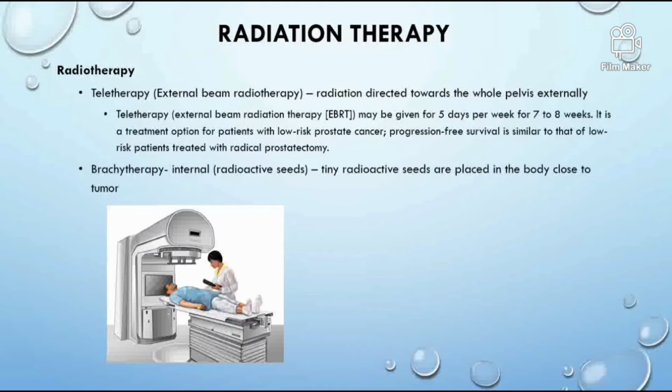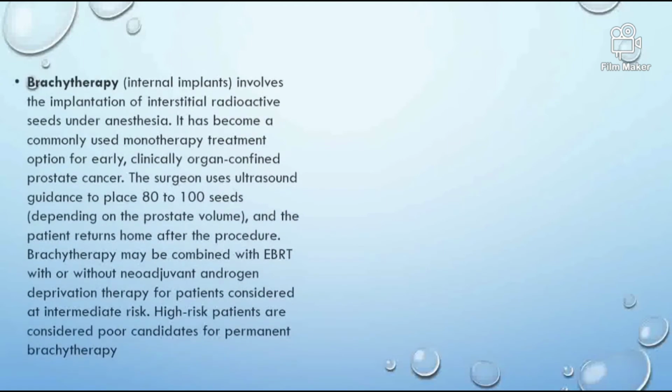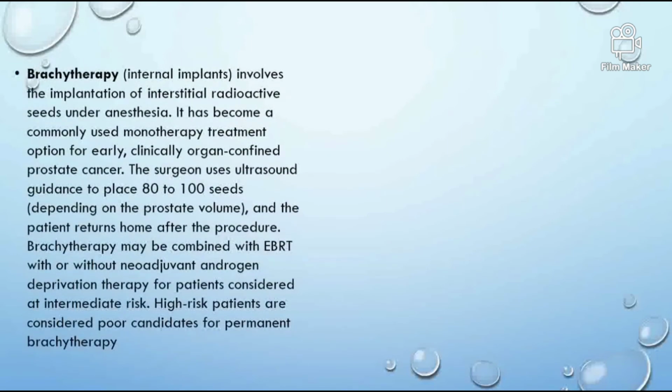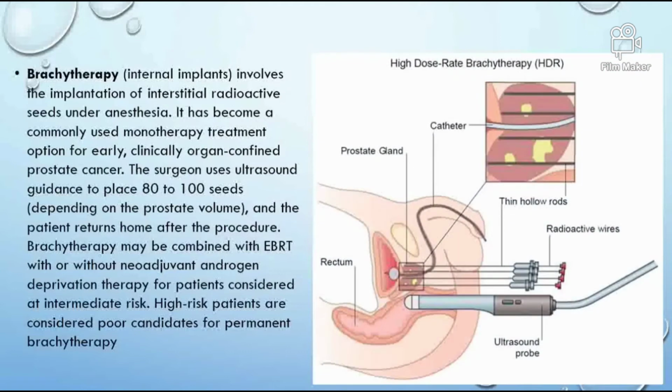So next is brachytherapy, or radioactive seeds. These are tiny radioactive seeds that are placed in the body close to the tumor. Brachytherapy is an internal implant, which involves the implantation of interstitial radioactive seeds under anesthesia. It has become a commonly used monotherapy treatment option for early and clinically organ-confined prostate cancer.